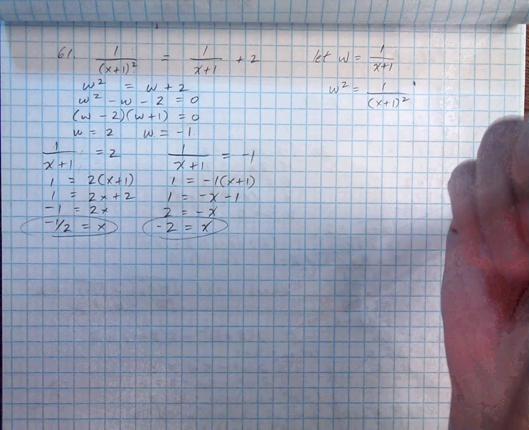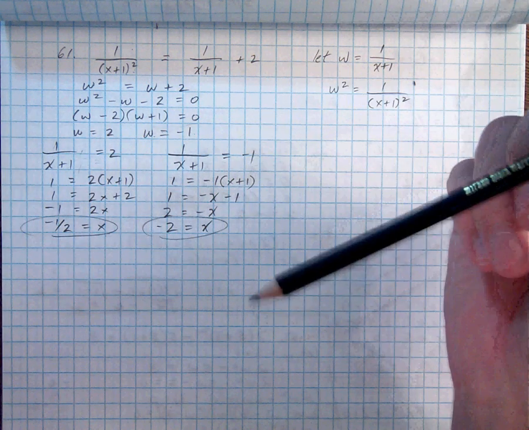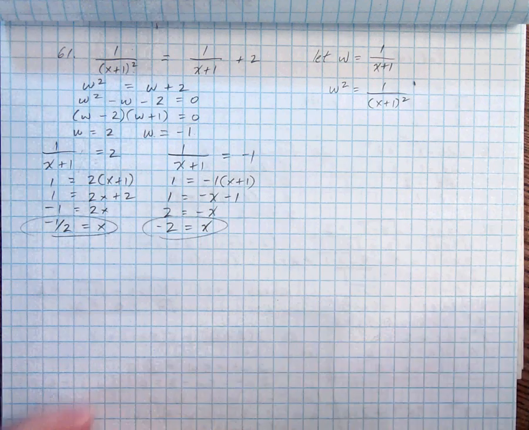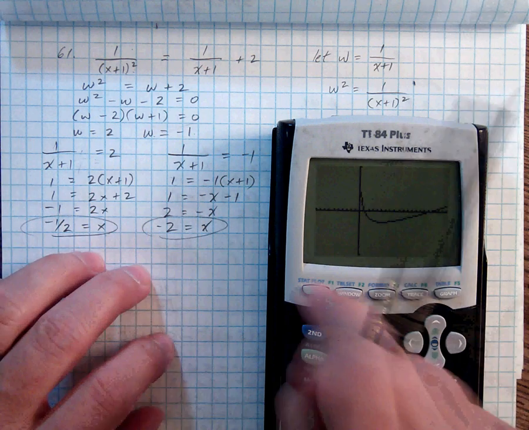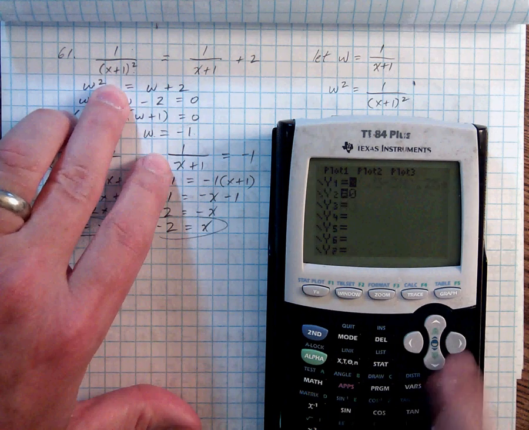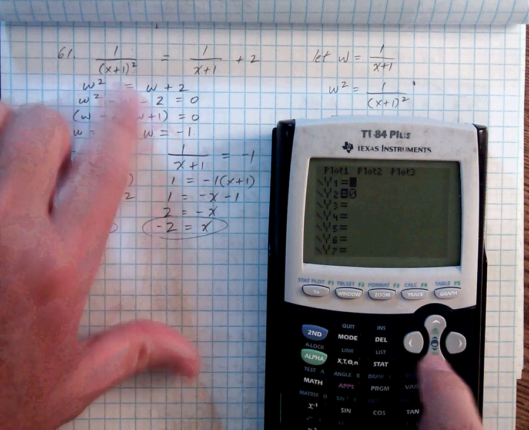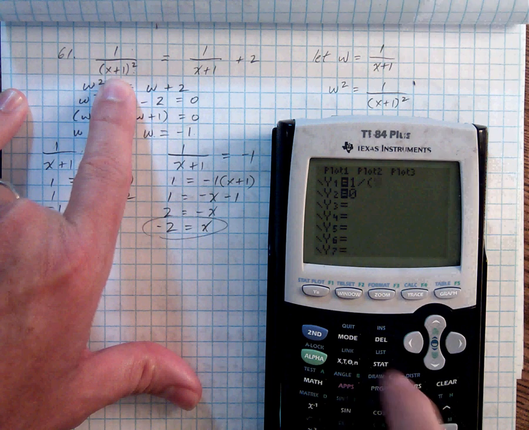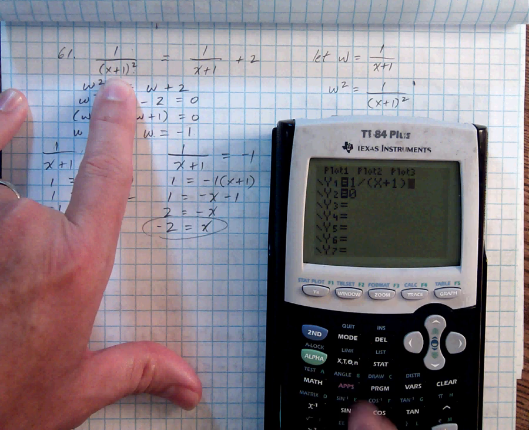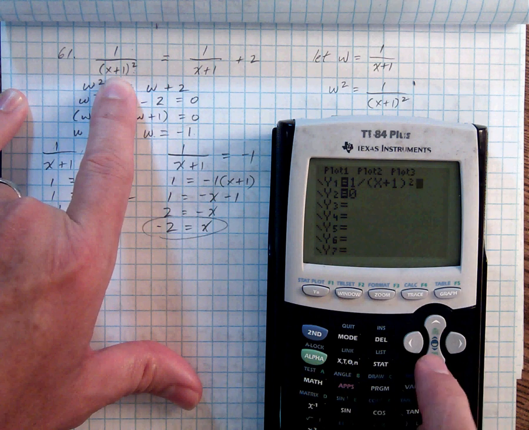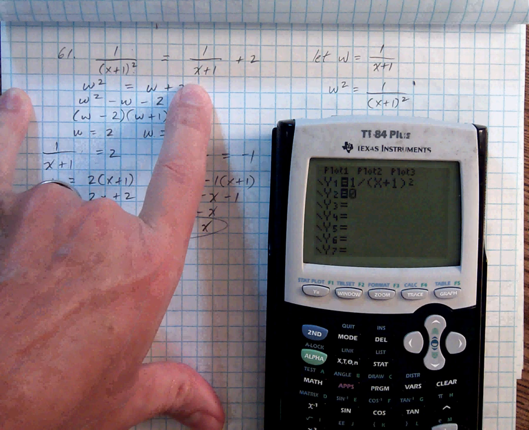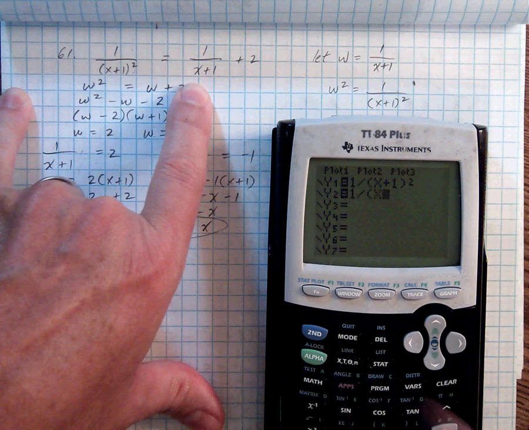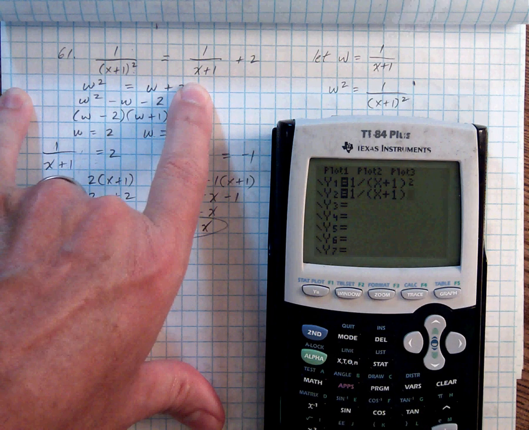Are they both solutions? As long as they don't give you a 0 on the bottom and you don't have any radicals here, I think that's going to work. So let's graph it and see what we get. The first equation is 1 over (x plus 1) squared. And the second equation is 1 over (x plus 1) plus 2.